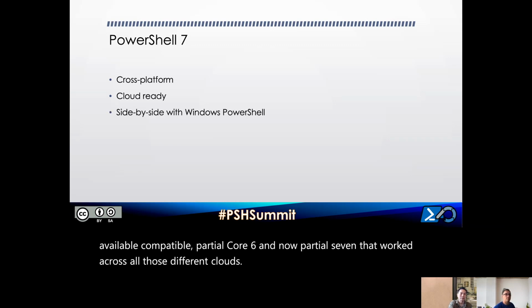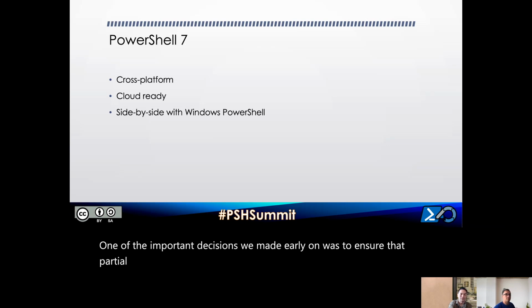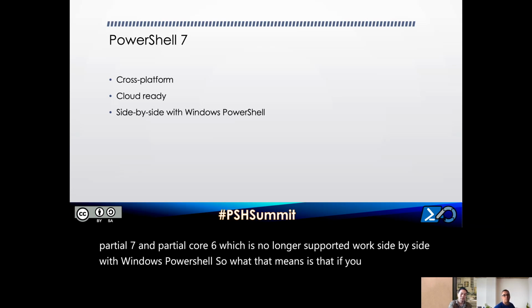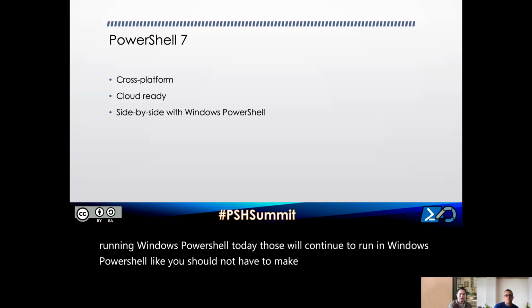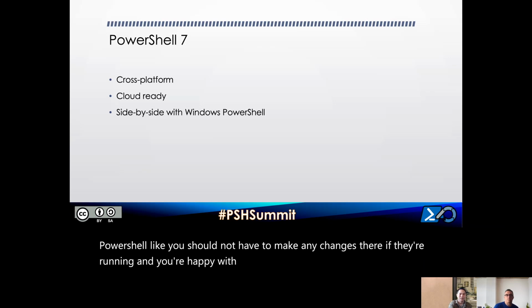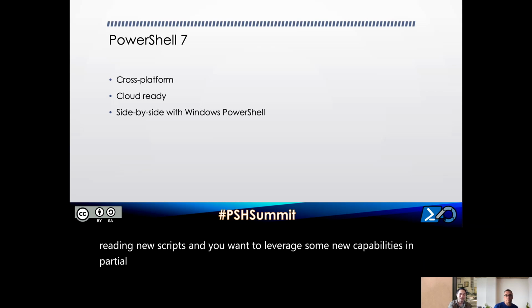One of the important decisions we made early on was to ensure that PowerShell 7 and PowerShell Core 6, which is no longer supported, work side by side with Windows PowerShell. So what that means is that if you have scripts running in Windows PowerShell today, those would continue to run in Windows PowerShell. You should not have to make any changes there if they're running and you're happy with them. But as you're making new investments and writing new scripts and you want to leverage some of the new capabilities in PowerShell 7, you have to make a deliberate decision to have those scripts run in PowerShell 7 because the executable is different.